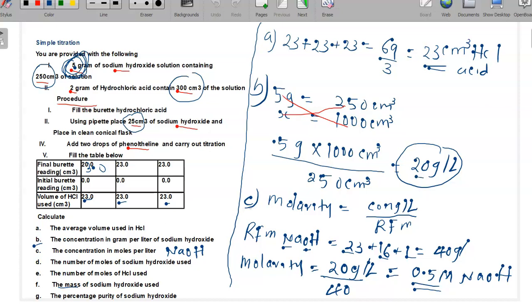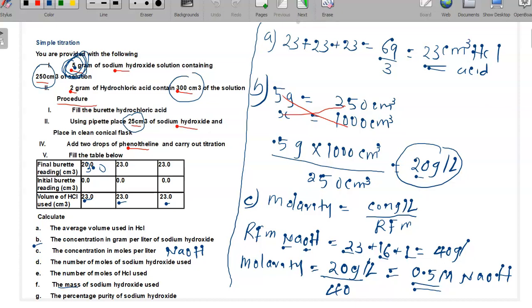Question C is asking molarity. For molarity, you use the formula concentration in gram per liter over RFM, where the RFM you can get by adding all the elements, 23 plus 16 plus 1, then you get 40. You divide your concentration, which you got in part B, 20 divided by 40, then that's what you get.